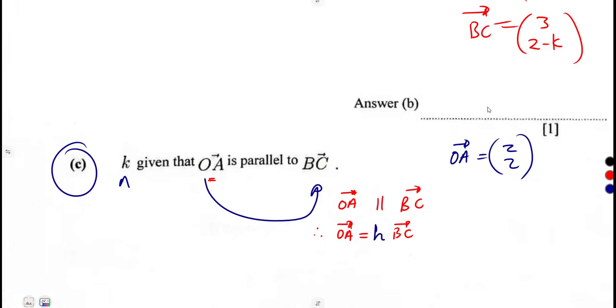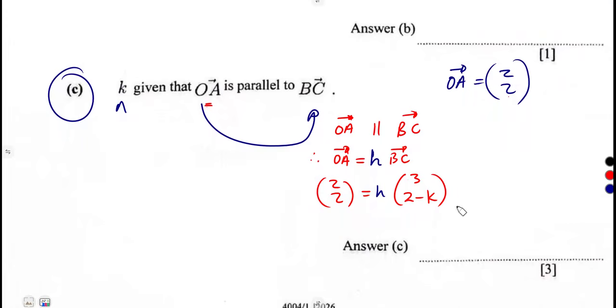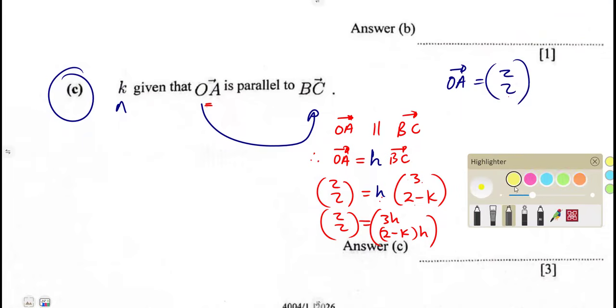So let us use this relationship. What is vector OA? 2, 2. It must be equal to H, a constant, times vector BC, which we have already, 3, 2 minus K. So using this relationship, we can form an equation. Say 2, 2 is equal to H times 3, that's 3H, and H times 2 minus K, that's 2 minus K times H. So we can use this relationship to equate these vectors, I mean, to equate the corresponding elements.